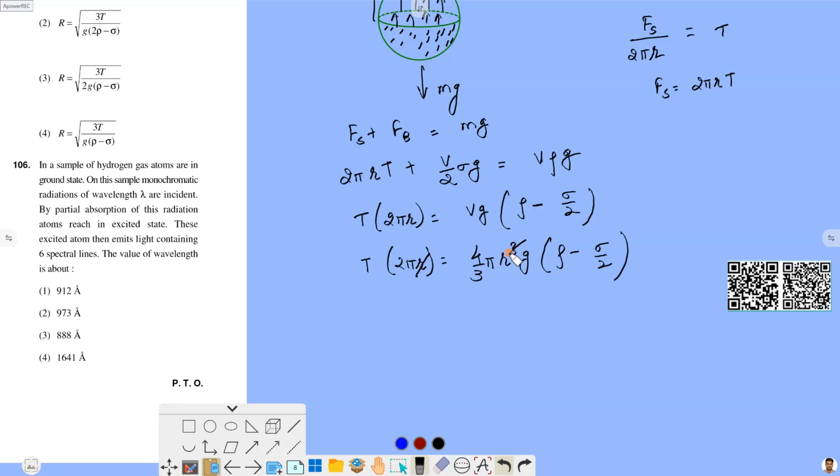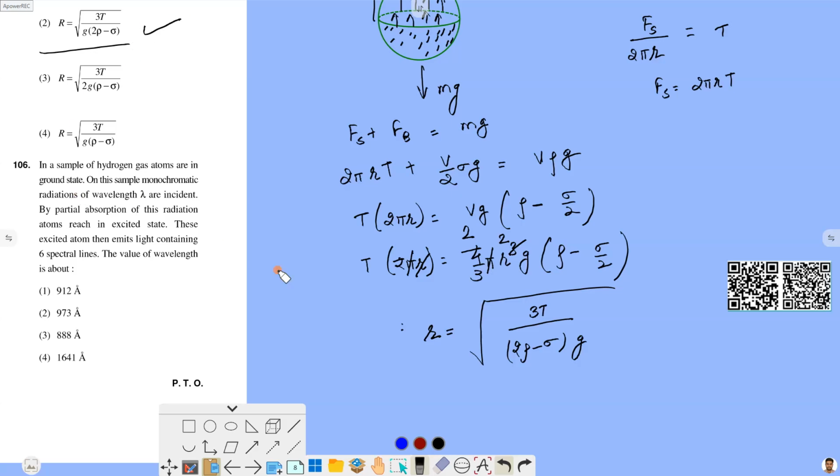Now this r gets cancelled in the square, pi gets cancelled, 2 gets cancelled, and from that we can write that r is equal to under root of 3t divided by 2 rho minus sigma into g. And here it is 3t g 2 rho minus sigma. That is the second option here.